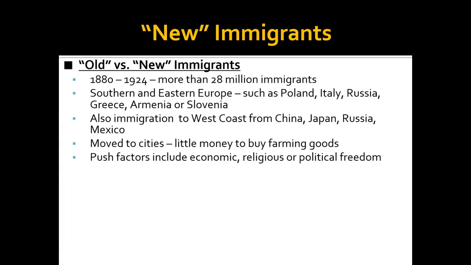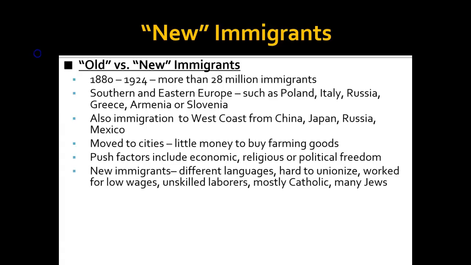So we're talking about Poland, Italy, Russia, Greece, maybe Armenia. We see a lot of Jews come in this time period. We also see continued immigration to the West Coast into Angel Island from China and from Japan, Russia, and Mexico. So, Mexico from the border, but we see a lot of immigration also into the West Coast. In a lot of cases, these are immigrants who are seen as very, very different.